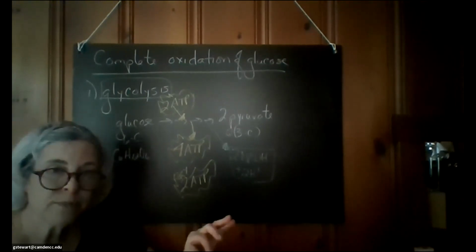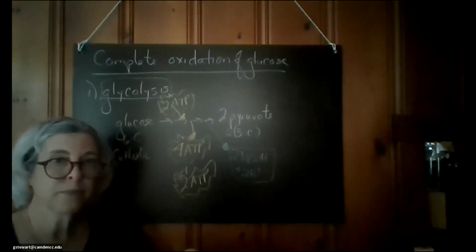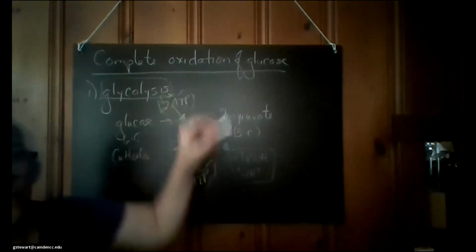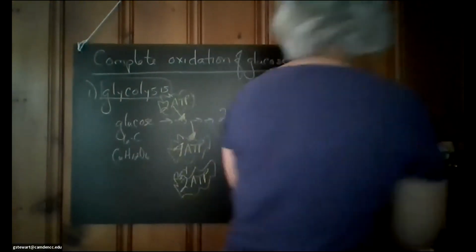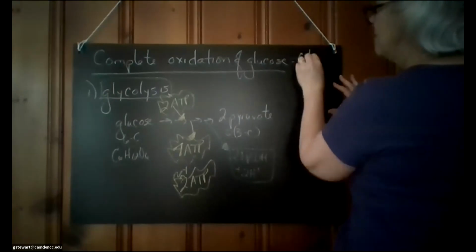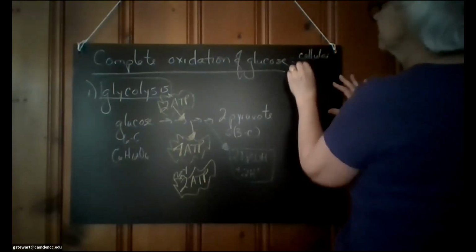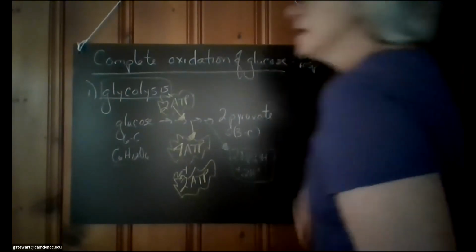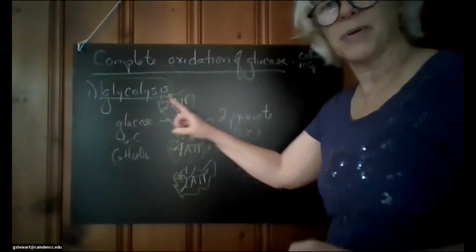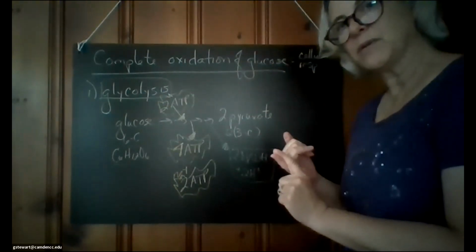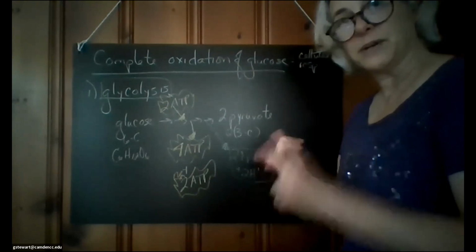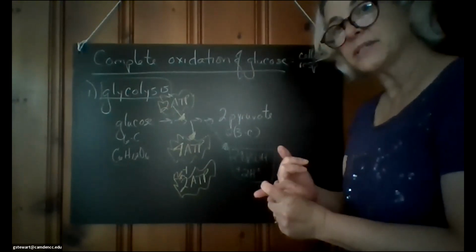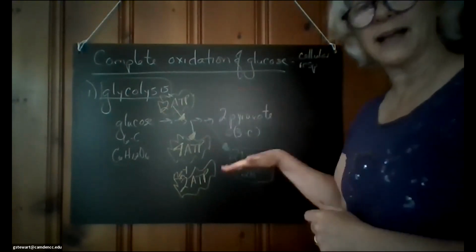So remember, we're in chapter 9. We're talking about cellular respiration, which is also known as the complete oxidation of glucose. That means the same thing, right? And the first step, remember, you have to know the overall chemical reaction. We said we're going to break this down into 4 steps, and the first step is glycolysis.